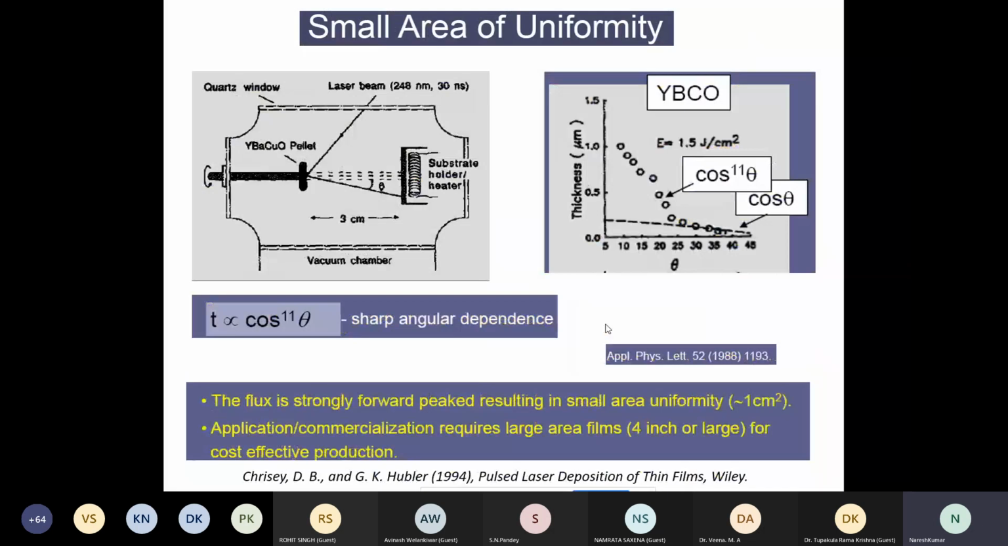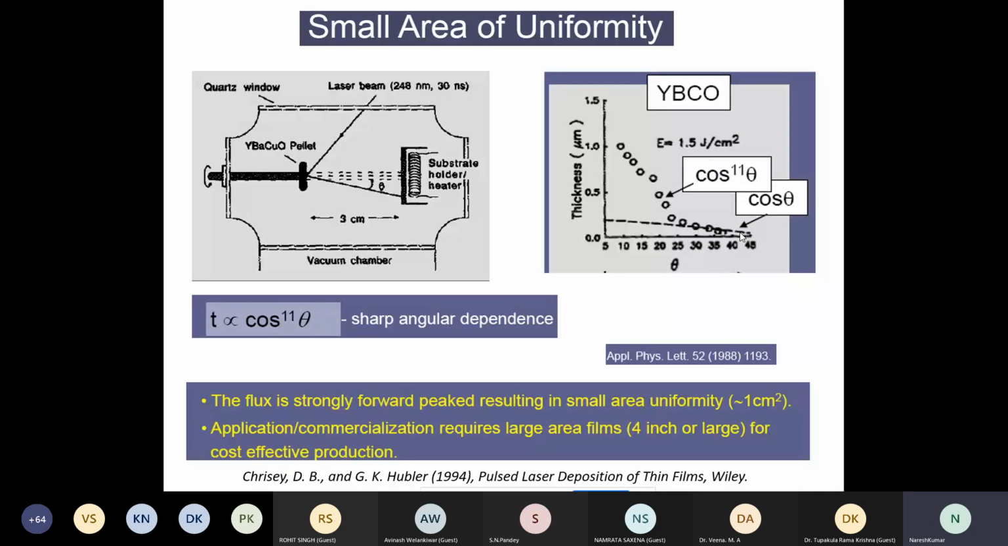Next problem is large area uniformity, because the area of the film is not uniform as far as thickness is concerned. The reason is my plasma is directional. So if you are exactly opposite to the target, then the thickness has to be very high. As you go off from this axis, let's say theta is the angle from the axis, then thickness greatly depends upon this theta, and the relation between the thickness and theta is cosine to the power 11 theta. So with a small change in angle, if you are here and if you are here, thickness would be drastically changed. It has already been shown that as theta is increased, thickness goes down to a large extent, right?